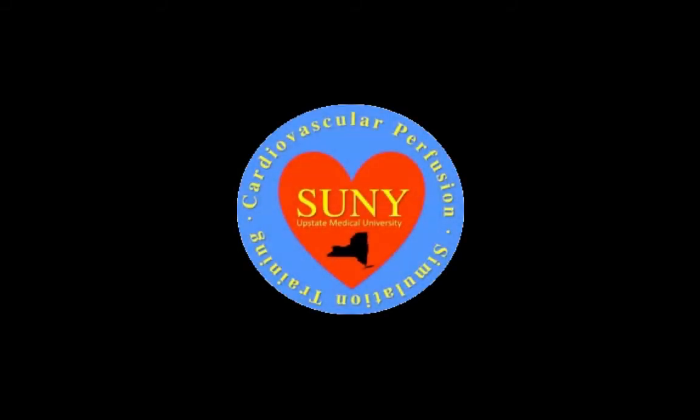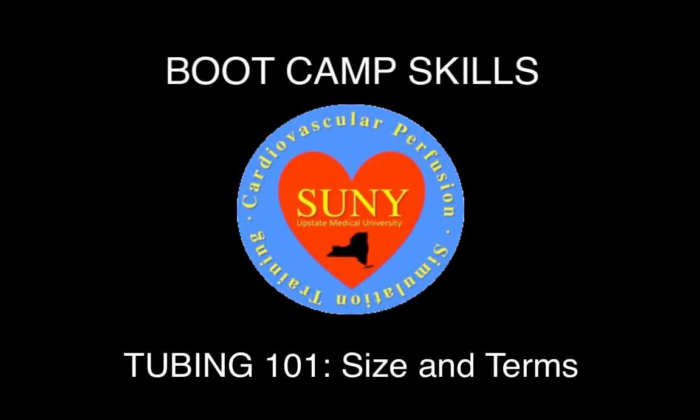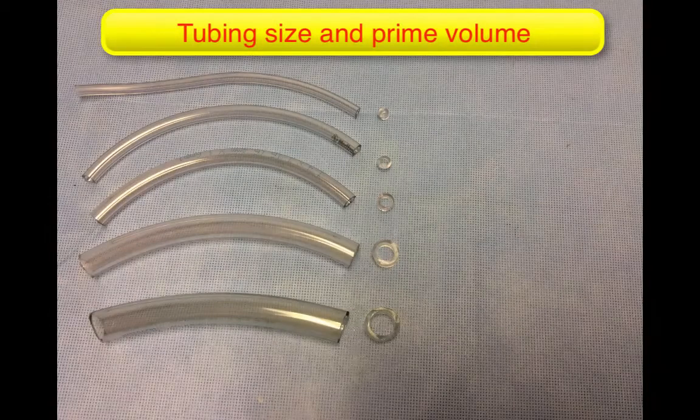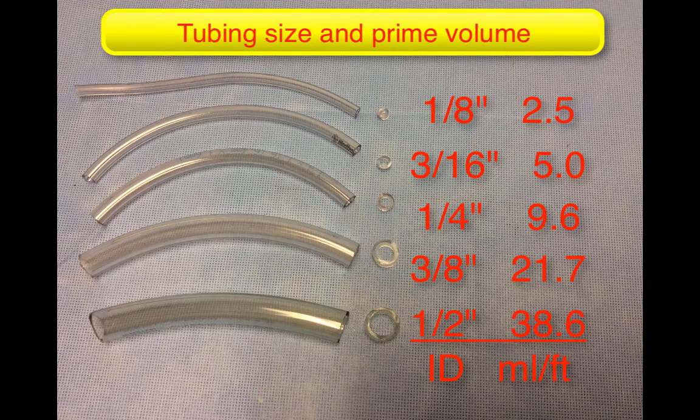In this screencast, we will introduce you to the kinds of tubing that are used in extracorporeal circuits. Here you can see the 5 most common sizes of tubing that are used in extracorporeal circuits. Next to the sizes, we have also placed the volume of tubing per foot.